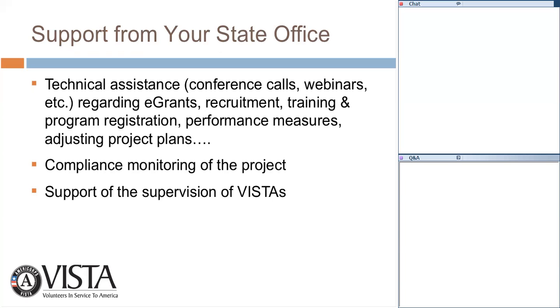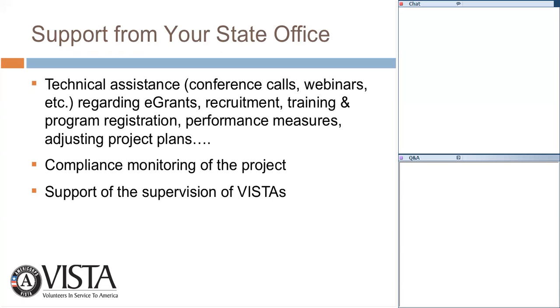They also are responsible for doing the compliance monitoring. That is the oversight of your VISTA project, because even though you may not be receiving dollars, you are receiving federal resources in the form of VISTA members, and so there is an accountability aspect to the grants management. And it's the state office that does the monitoring of your project to make sure it's in compliance with all of the expectations of the agreement and all of the terms of VISTA.